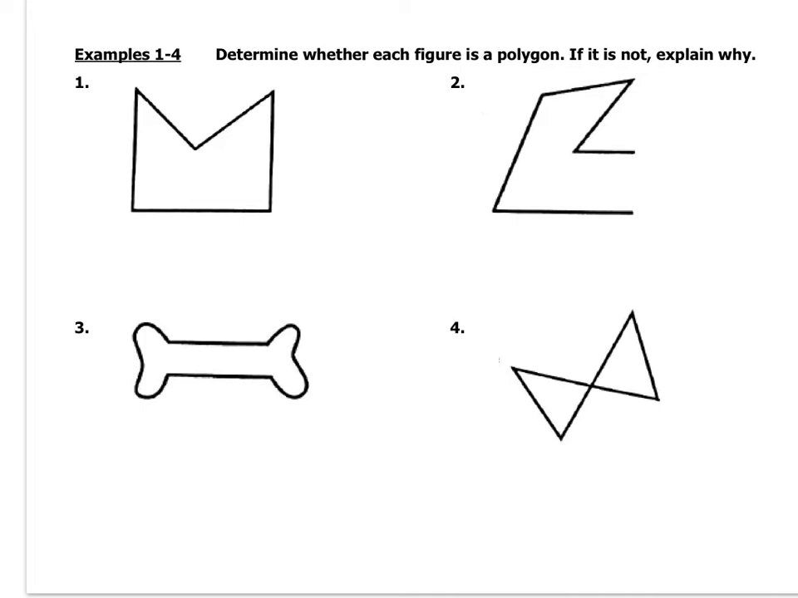So number 1, look at the figure that is drawn and ask yourself, is this a polygon? Well, number 1 is a polygon, and the reason it's a polygon is because it meets the characteristics. All of the sides are closed, none of the sides cross each other, and it has 3 or more sides, so that's what makes number 1 a polygon. Number 2, however, this one is not a polygon. And the reason number 2 is not a polygon is because it is not closed. Notice the gap right here between these 2 sides. This is not a closed figure.